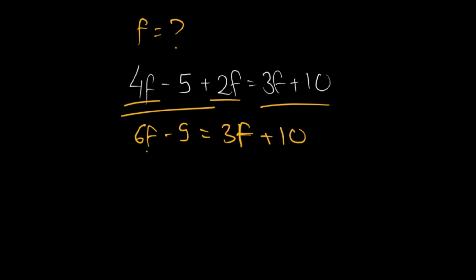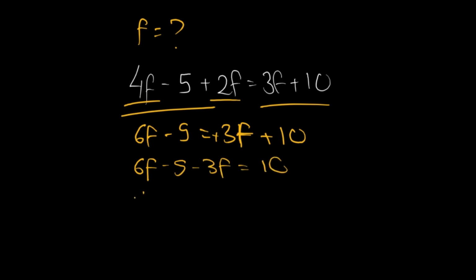And now we have a bunch of f's on one side of the equation and f on the other side. So we're going to try and put all the like terms on the same side of the equation. To do that, you put the 3f on the other side. Right now it's a plus, so when you put it to the other side, it becomes a minus. The sign changes to the opposite. So then it becomes 6f minus 5 minus 3f equals 10.